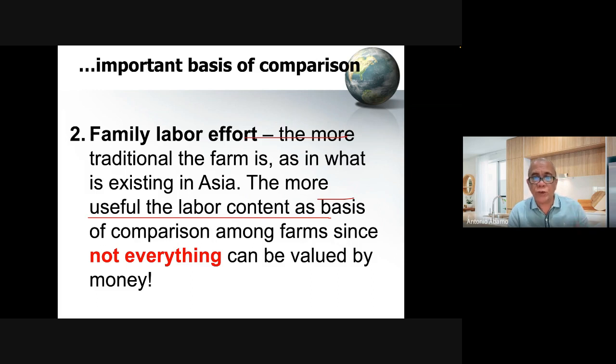The more traditional the farm is. Just like, for example, whether to use this kind of feeding material or the other. If you use corn cob or banana peelings or other farm waste, you cannot use monetary value. Why? In the first place, it is difficult to monetize. What can you expect for banana peelings? Difficult to monetize.